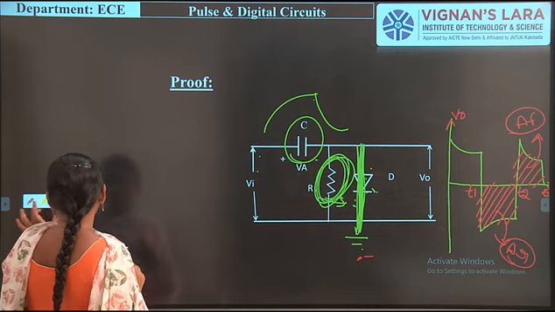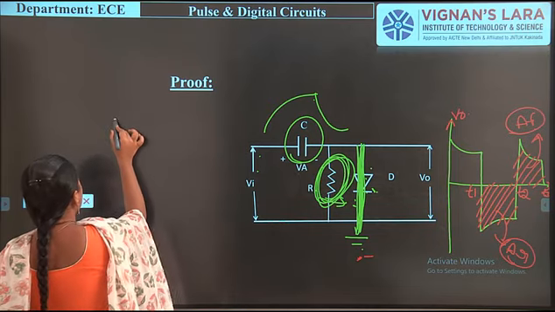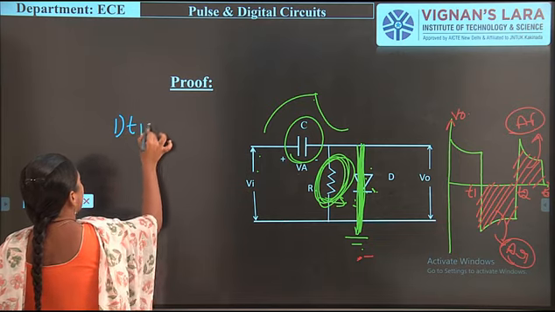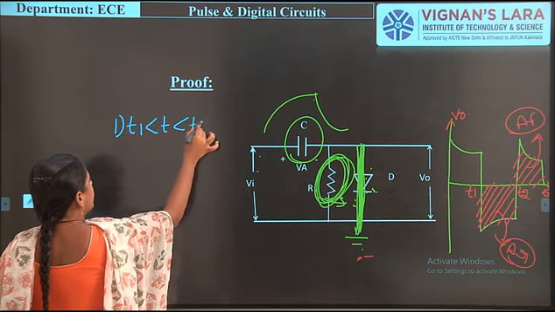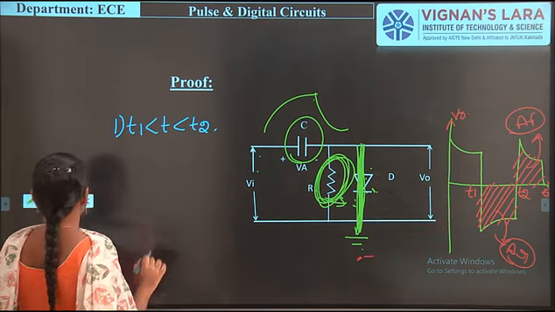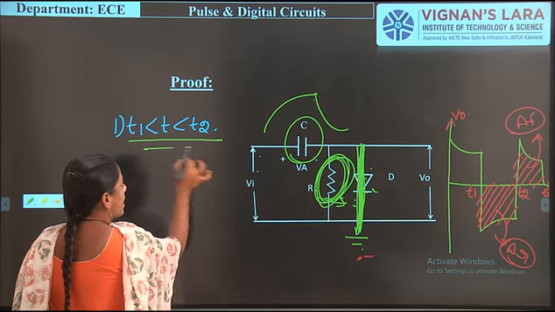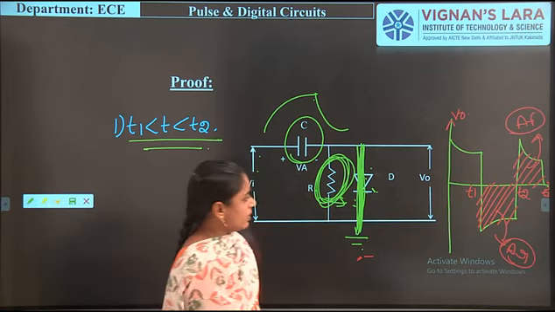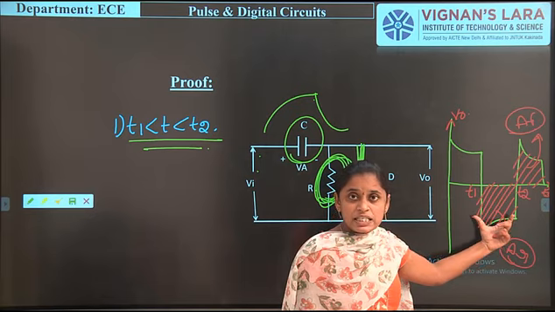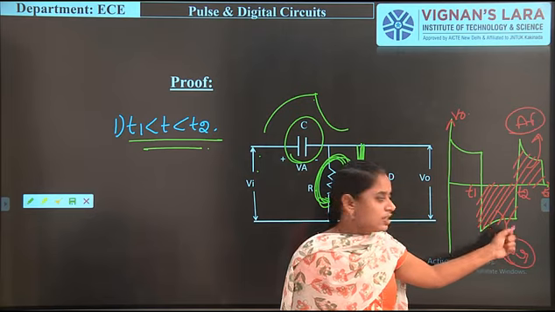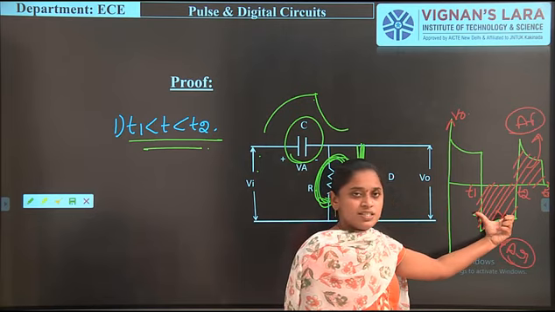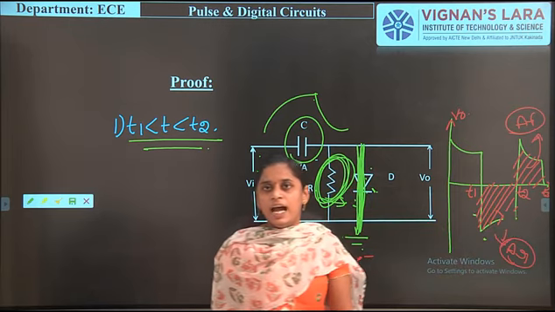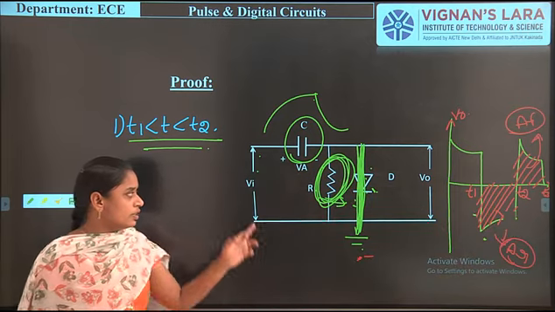So that is the first condition, T1 less than T less than T2. What is the output waveform? We have to observe. In this direction, what is the output? Simply we have to say that the capacitor starts discharging. So in this time the capacitor starts discharging and the current passes through the circuit.